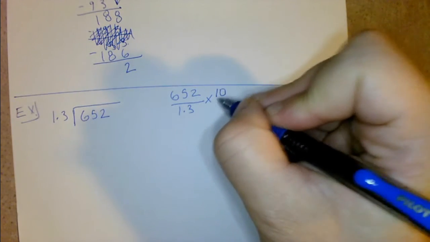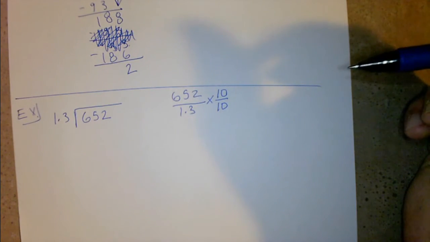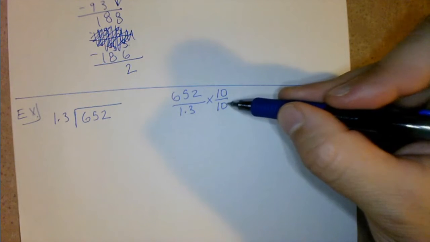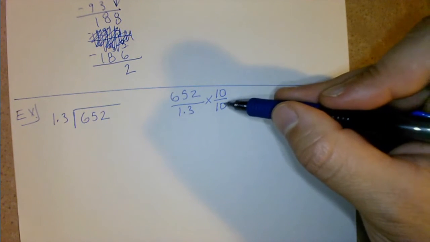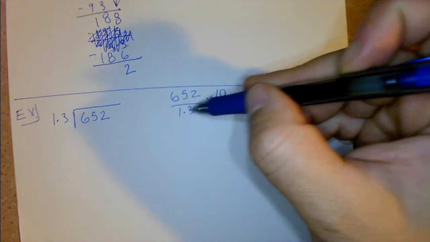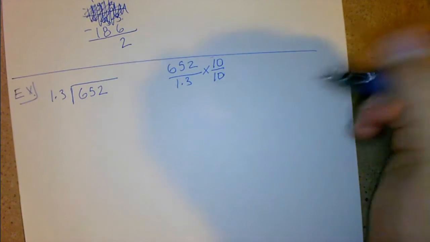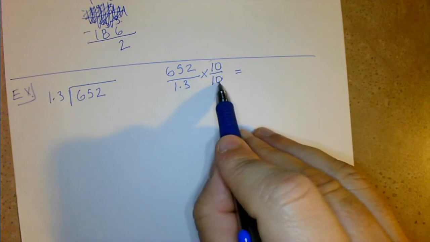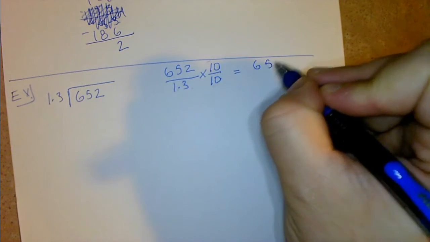But I'm not just going to multiply by 1. I'm going to multiply by a clever choice of 1. I'm going to multiply by 10 over 10. Remember, anything divided by itself is 1, as long as that something is not 0, right? So 10 divided by 10 is 1. So I'm just multiplying this 652 over 1.3 by 1. Why the heck would I want to do this? Well, multiplying things by 10 move decimal places over. And so I get this problem.